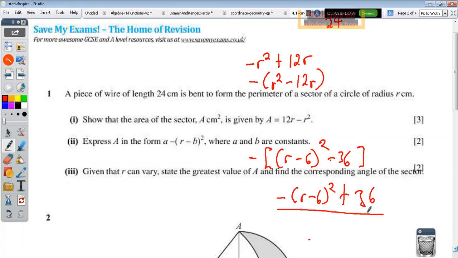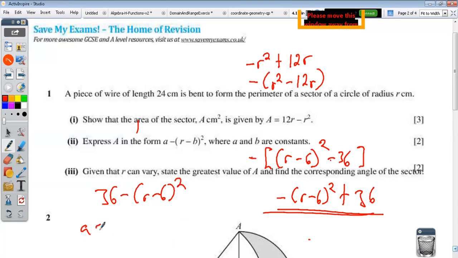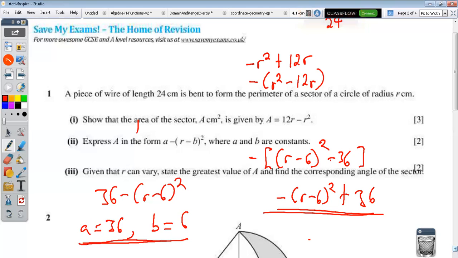Rewriting in this form is 36 minus brackets minus 6 squared, which means your A is 36. You see that, your B is 6. Wait, 6 or minus 6? It's minus B. It's 6, not negative 6, because there's a minus B there. Okay. Clear?